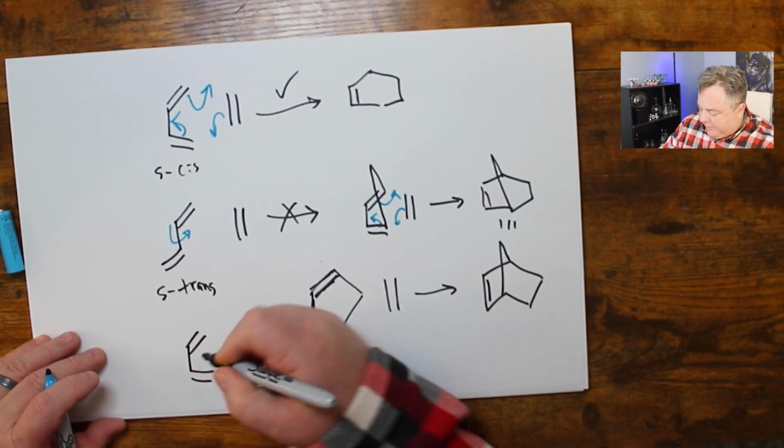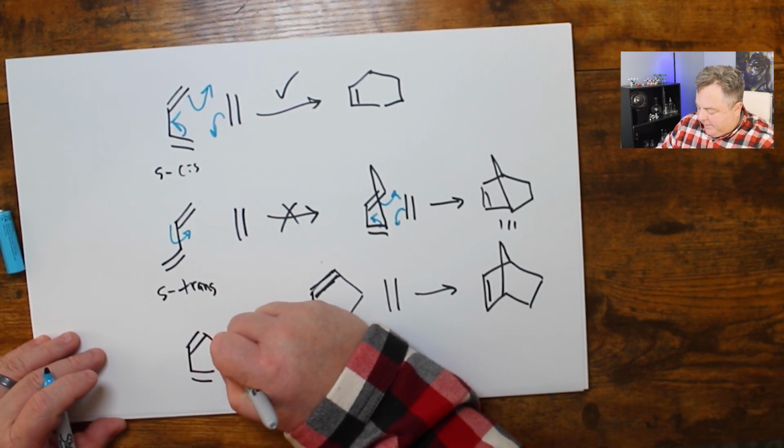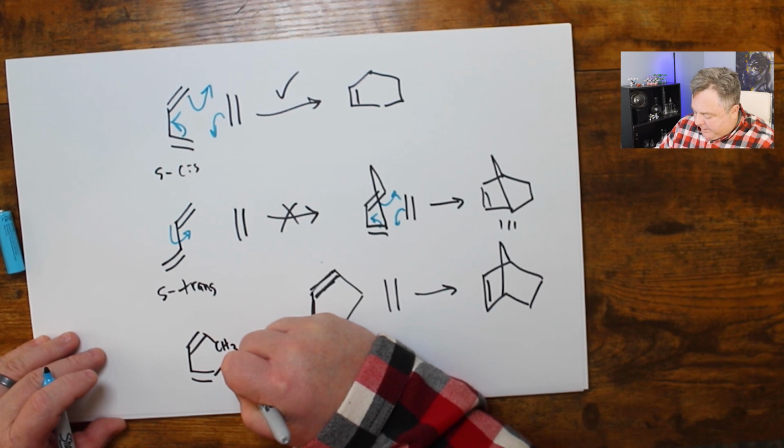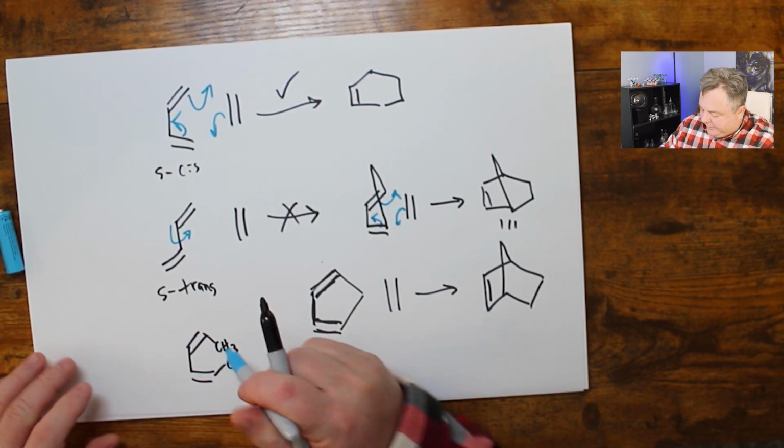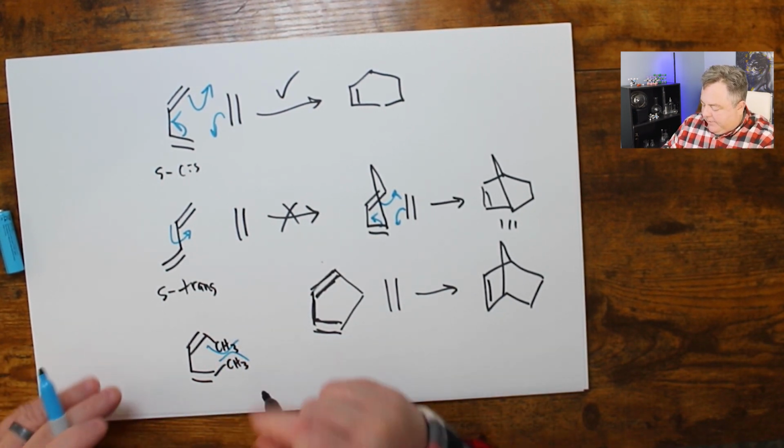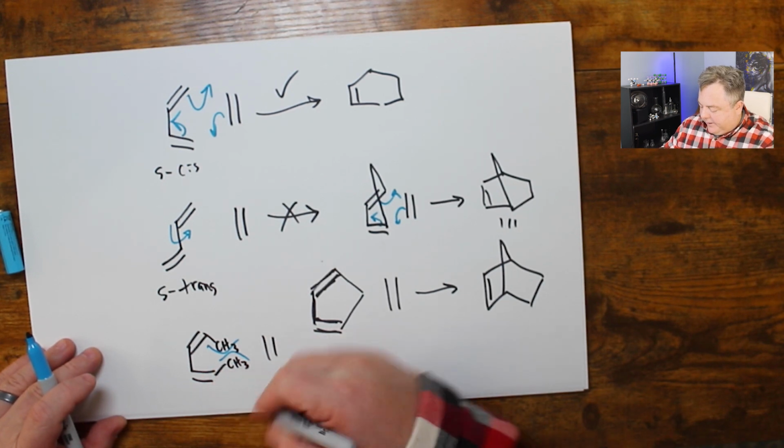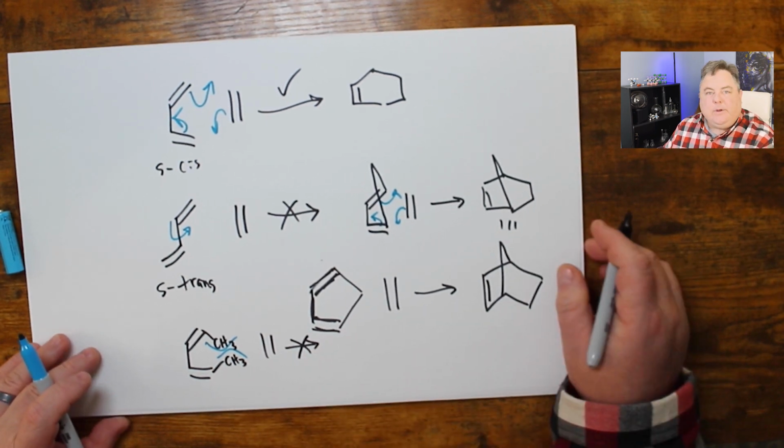Groups that make it difficult for those to be on the same side, maybe if there's like some big methyl groups like this, and these would start to bump into each other, this would not want to be S-cis, and it probably would not do a Diels-Alder reaction.